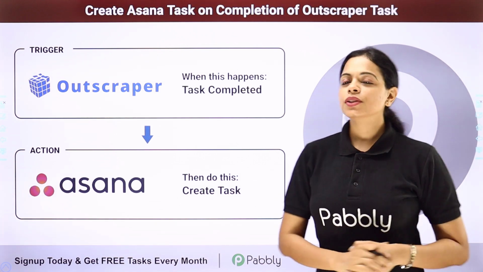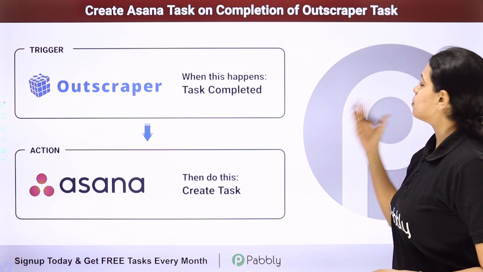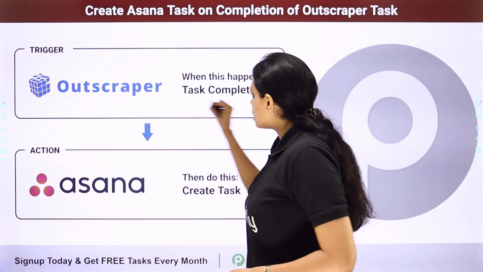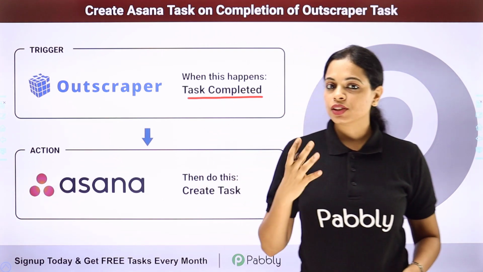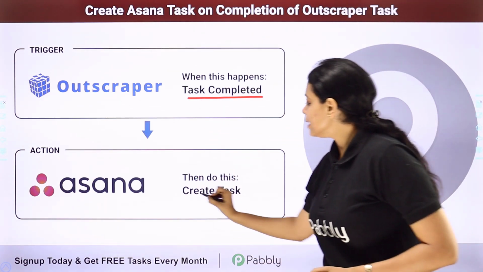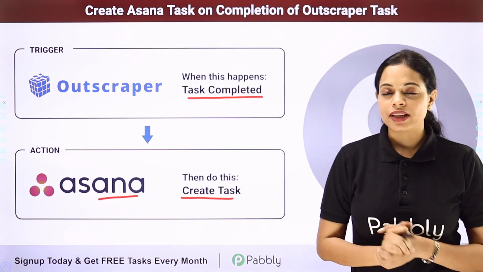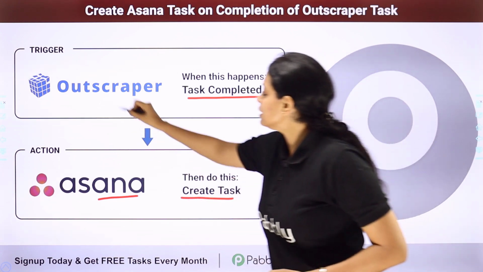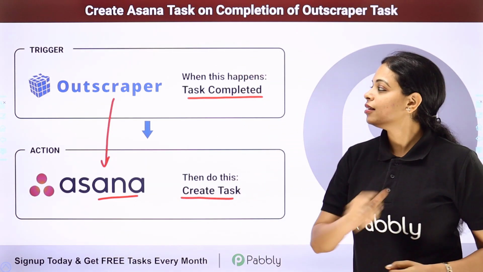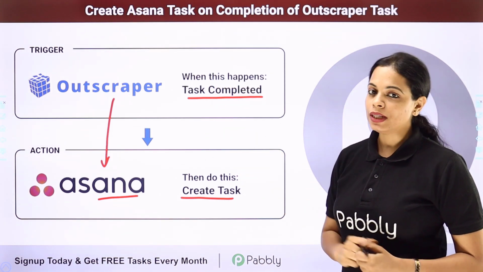In this video, we are going to understand how to create an Asana task on completion of an Outscraper task. Every time a task is completed in Outscraper, which is a data extraction software, then automatically, with the information received, we want to create a task in Asana, which is a task management software. Now how can we do that? For this, we will be integrating these two applications with the help of Pabbly Connect. Our trigger application will be Outscraper, and our action application will be Asana.